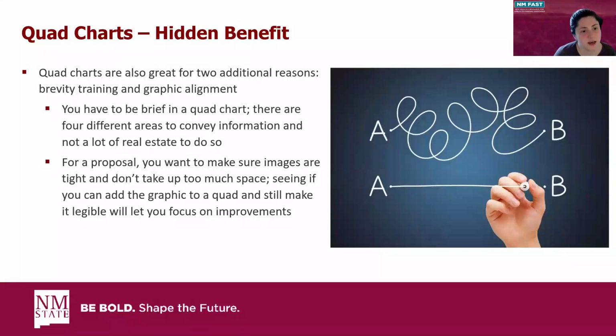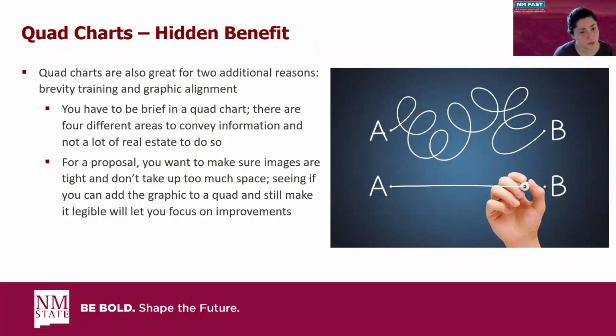And for the quad chart, it helps train folks to be concise and brief with their needs and how they describe their project and their R&D. The quad charts don't allow a lot of room for text. It really looks for folks to be concise and identify the pain points and then the opportunities that your technology or your innovation are going to provide. It also allows for a visual representation of what you'll be creating.